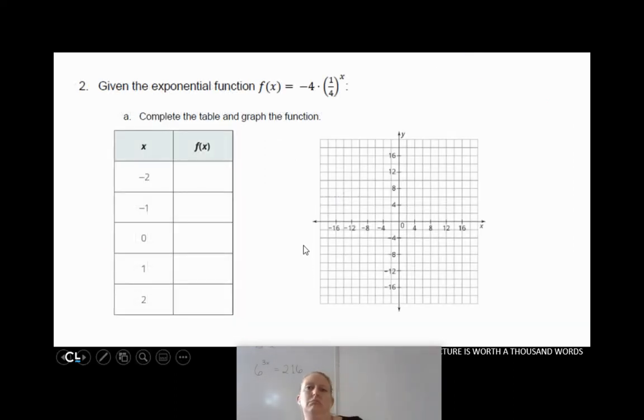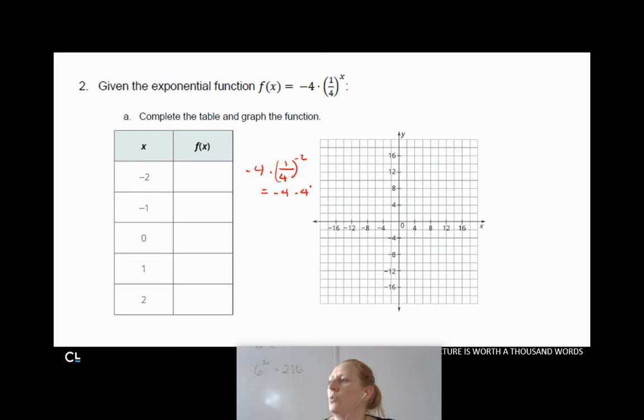So, number 2. Given the exponential function f of x equals -4 times 1/4 to the x power, I'd like you to complete the table and graph the function. Okay, let's plug these things in. If I plug in a -2, that gives me -4 times 1/4 to the -2 power, which means I actually have -4 times 4 squared. 4 squared is 16, times the -4 gives me -64.